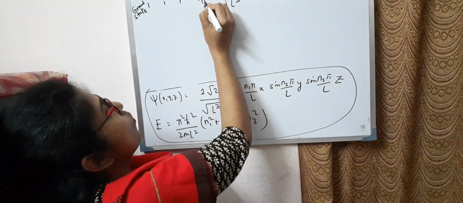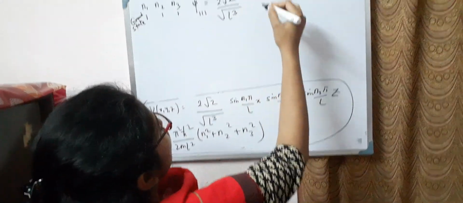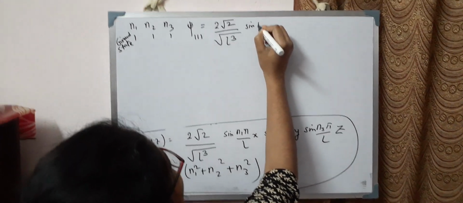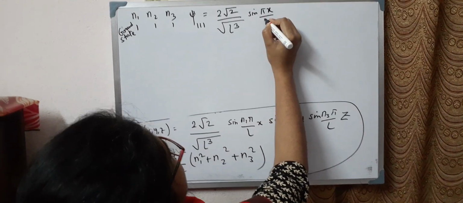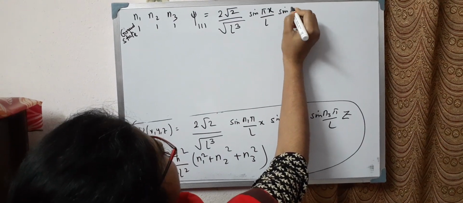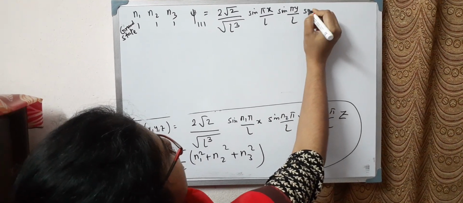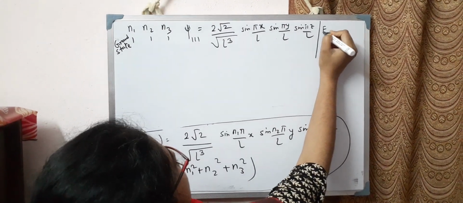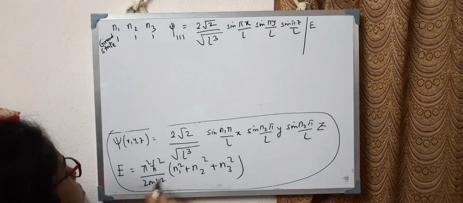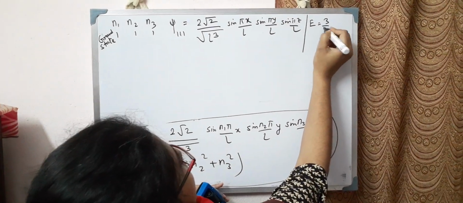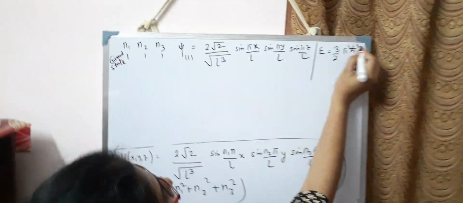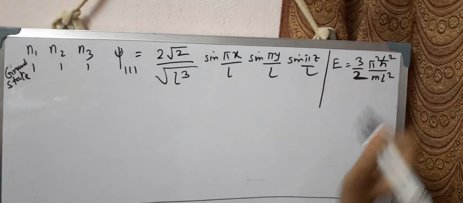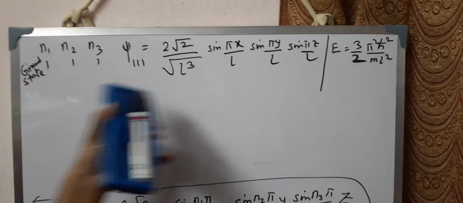So I write here psi 1, 1, 1. It will be 2 root 2 by root over L cube sine pi x by L sine pi y by L sine pi z by L. And what is the corresponding energy eigenvalue? So 1, 1, 1 here. So it is 3 by 2 pi square h cut square by m L square. Okay, this is the ground state energy, the lowest energy.